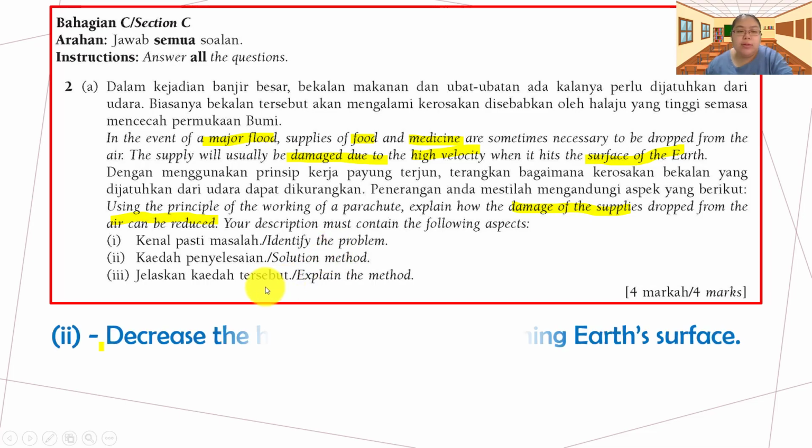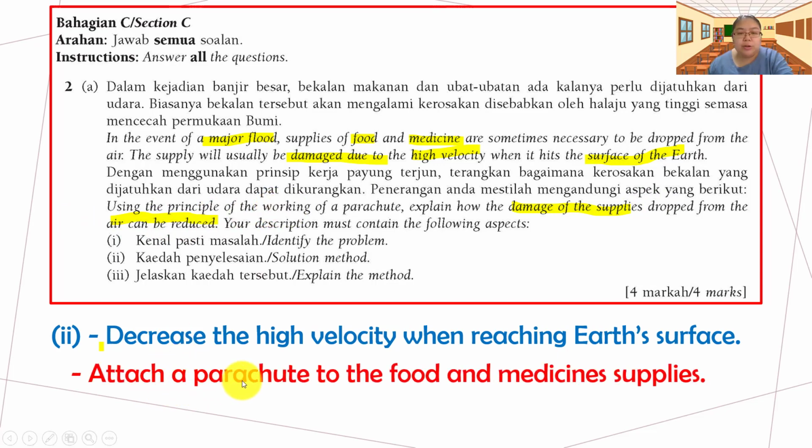Okay, let's see the first point. The first point they say is decreasing the high velocity. How to decrease the high velocity? Maybe they lower the helicopter until it is near the ground, then they drop the medicine and food. So this can reduce the velocity. Number 2, explain how the damage of the supply drop from the air can be reduced. Now they say by using the working of the parachute. So from here, we attach the parachute to the food and also medicine supply. So from here, they can reduce the velocity also. So this one is a 2 point.